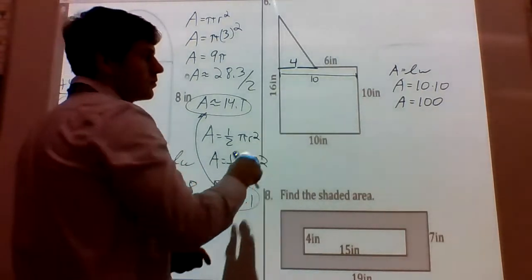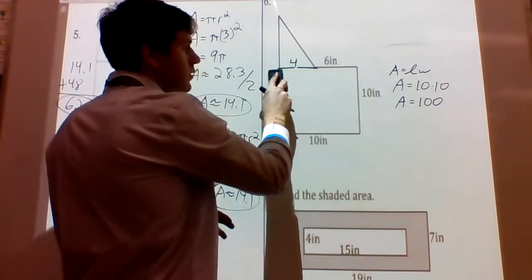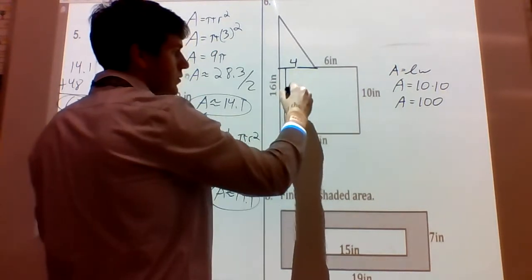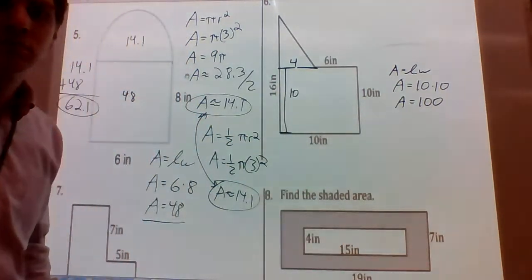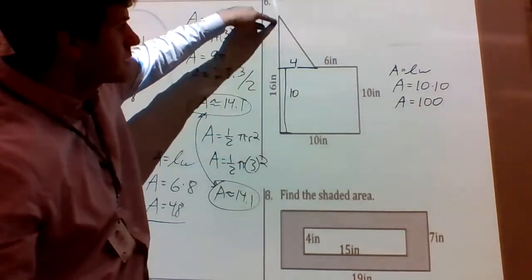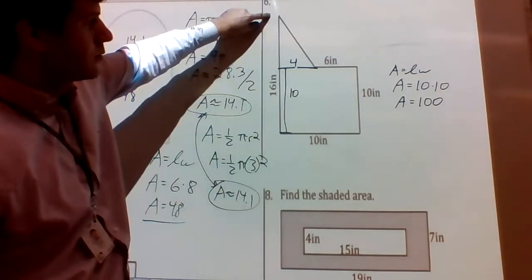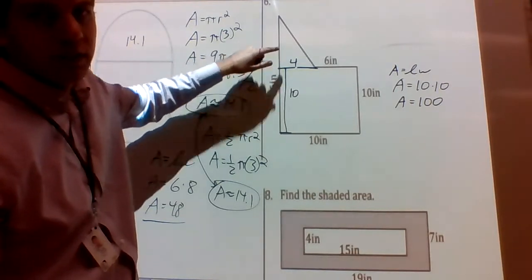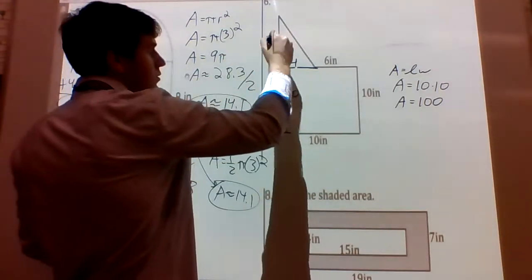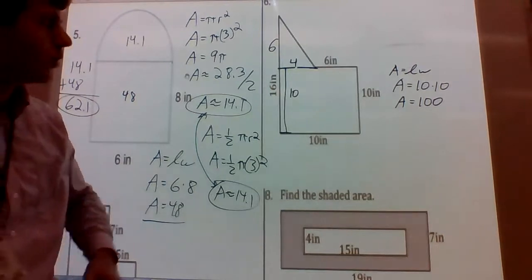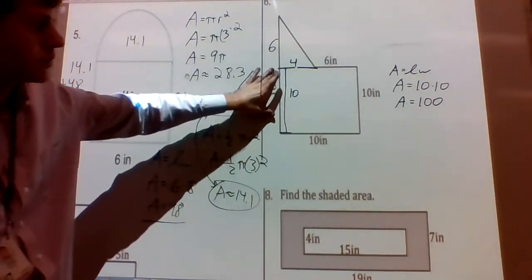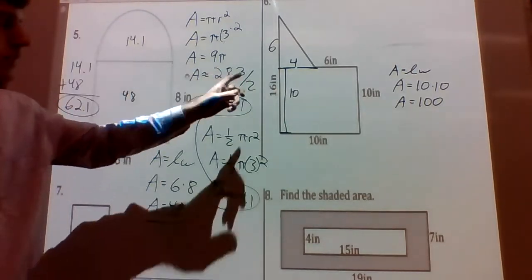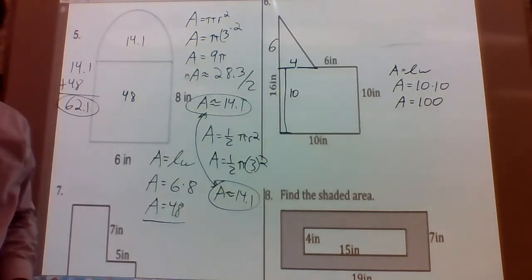We know this distance here is 10, so we know this distance from here to here is also 10. If this whole piece is 16, we can do 16 minus 10 to give us 6. So we know the top piece here is going to be 6. If the whole thing is 16, we can subtract the side of the rectangle, which is 10, to get the height of our triangle, which is 6.